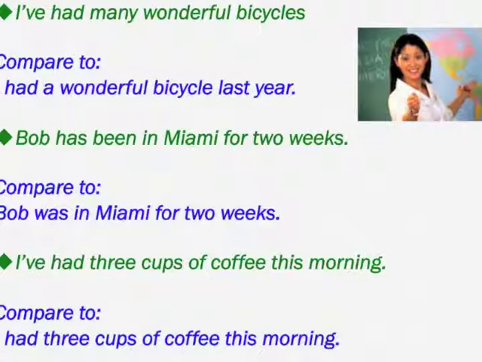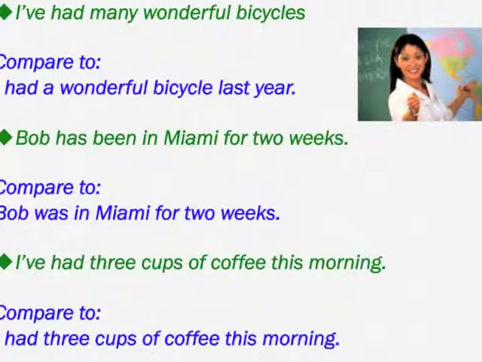Bob has been in Miami for 2 weeks. Is Bob still in Miami? Yes, he is. When did he go? 2 weeks ago. We use present perfect because it's an action that began 2 weeks ago and it's still true now. Compare that to Bob was in Miami for 2 weeks. Is Bob in Miami now? No. Simple past tells us the action is over and finished.